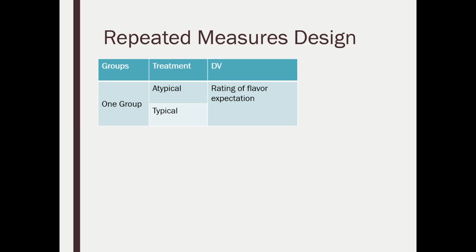So how do we do it? Okay, let's imagine I tried to do my jelly bean test using a repeated measures design. If I was to do that, I would have one group of participants and everybody gets to eat the atypically flavored jelly bean and everybody gets to eat the typical flavor of jelly bean. And they rate the flavor expectation after each of those jelly beans.